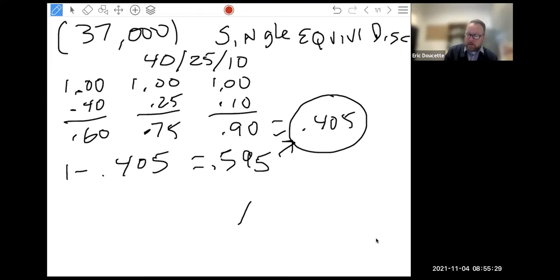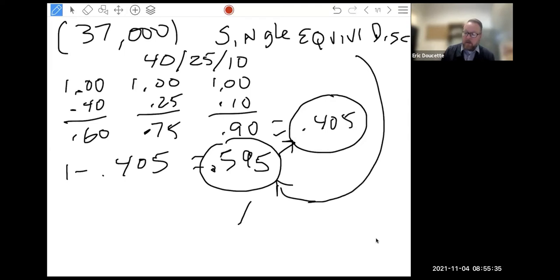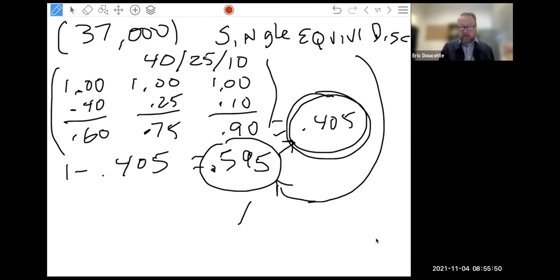This number, 0.595, is the single equivalent discount. And so if your problem asks for the single equivalent discount, you're going to take the complement of the net price factor. So you'll need to figure out the net price factor first by doing this math. And then you will take the complement of that, 1 minus that, and that'll be your single equivalent discount.